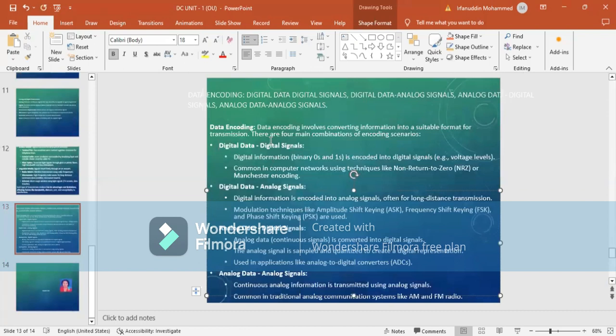Digital data and analog signal. Digital information is encoded into an analog signal, often for long distances. Modulation techniques are amplitude shift keying, frequency shift keying, and phase shift keying.